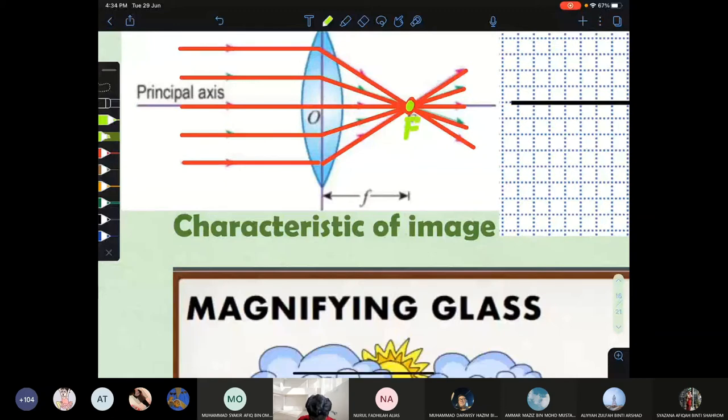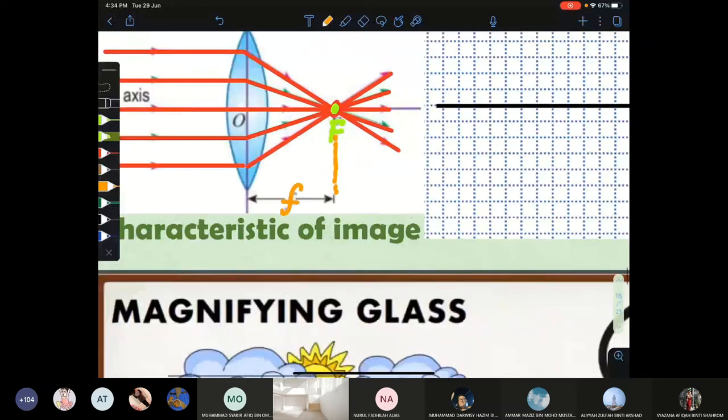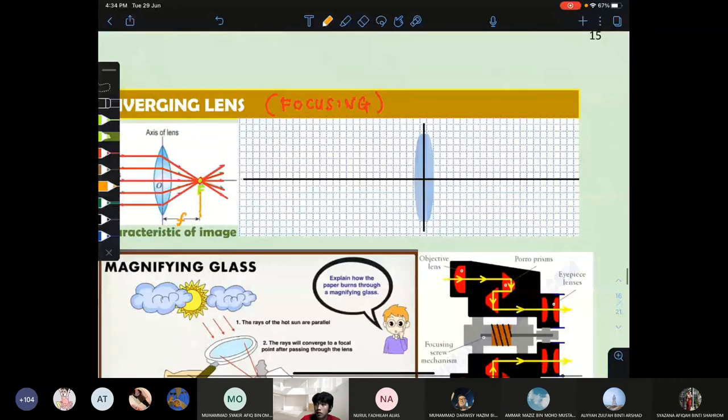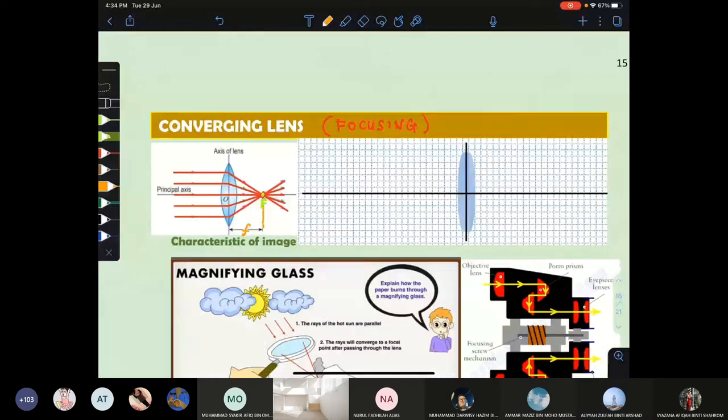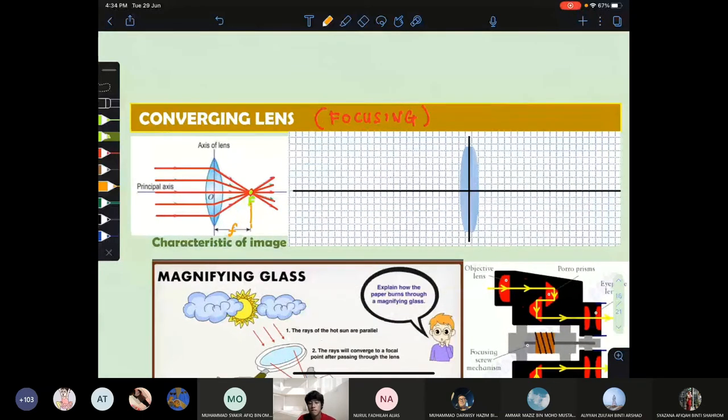But you can also measure the length. So the length is from the principal axis to the focal point, so that is the focal length. For focal length, we use small letter f. Okay, is everyone okay? I'm still online, right? Yes, teacher. Alright.